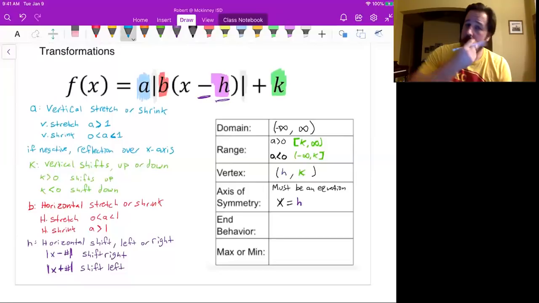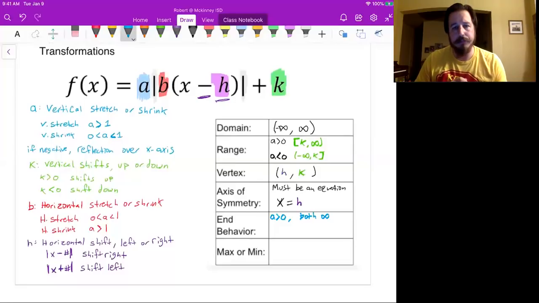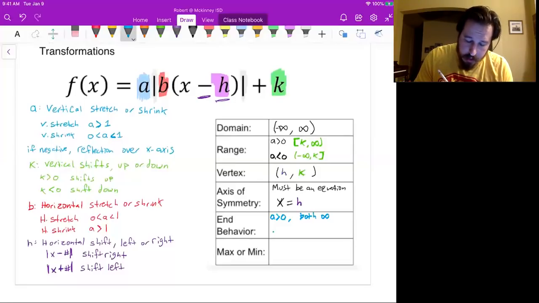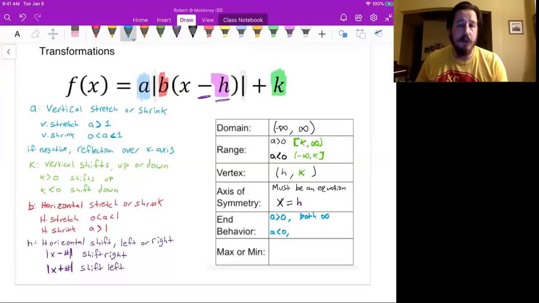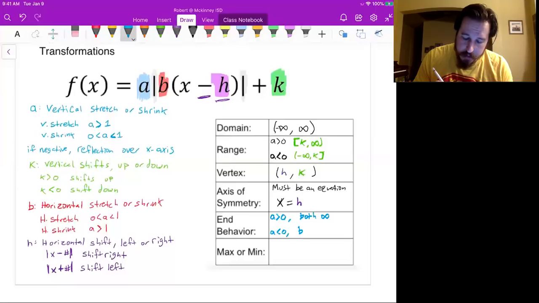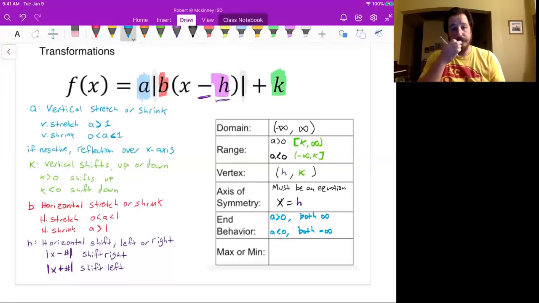Our end behaviors are dependent on how A had a reflection or not. So if A was greater than 0, then both end behaviors are going to go to positive infinity. If A was less than 0, if there was a reflection over the x-axis because A is a negative number, then both end behaviors are going to go to negative infinity.